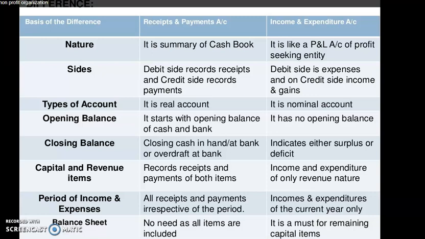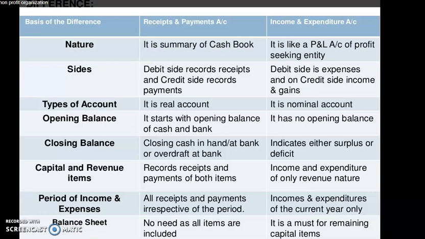Then on the basis of type of account, the receipts and payments account is a real account. The income and expenditure account is a nominal account. On the basis of opening balance, the receipts and payments account starts with the opening balance of cash and bank. The income and expenditure account has no opening balances. On the basis of closing balance, the receipts and payments account closes with cash at bank or overdraft at bank. Then the income and expenditure account indicates either surplus or deficit.